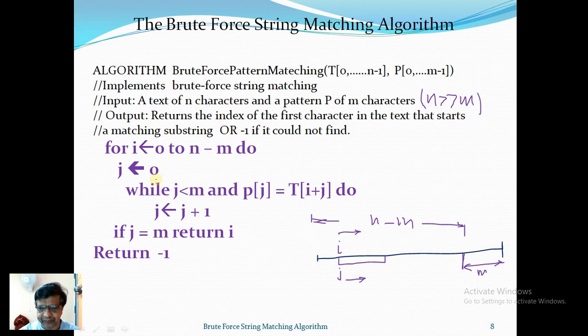J is set to 0. Let us say this is the position. We have moved, and here we have stopped to understand the algorithm. While j is less than m, yes, j can move.